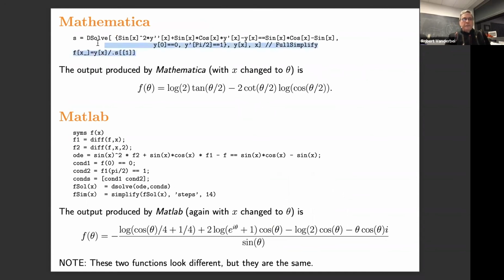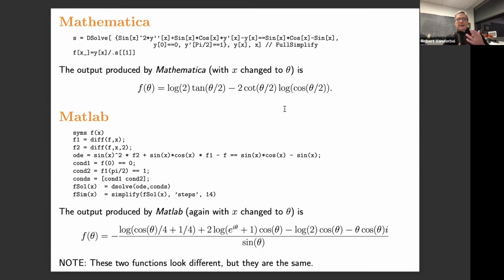For those of you who are good at Mathematica or done these things in Mathematica, look at that. I've changed f to y and x and theta to x, because in Mathematica it's standard to use x and y as a function of x rather than f as a function of theta. So I just did a notational change, but other than the notational change, this is exactly the same equation. There's the two boundary conditions, and there's where we're declaring that y of x is the function and x is the independent variable. And the output of Mathematica is this function here.